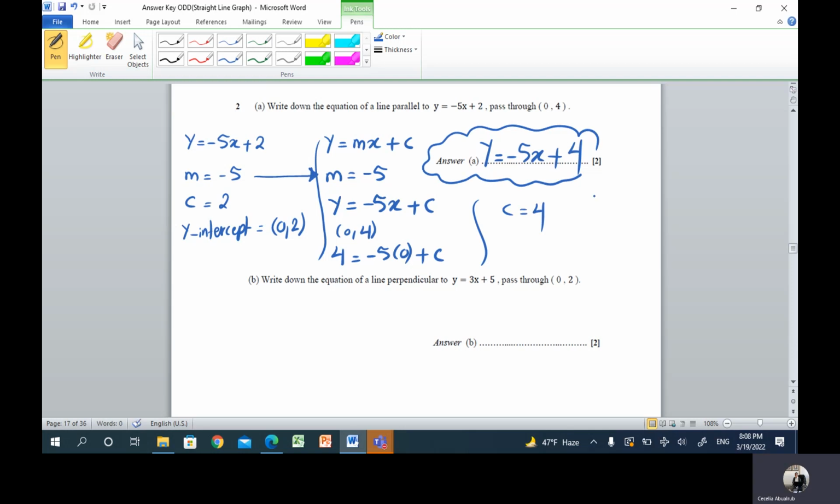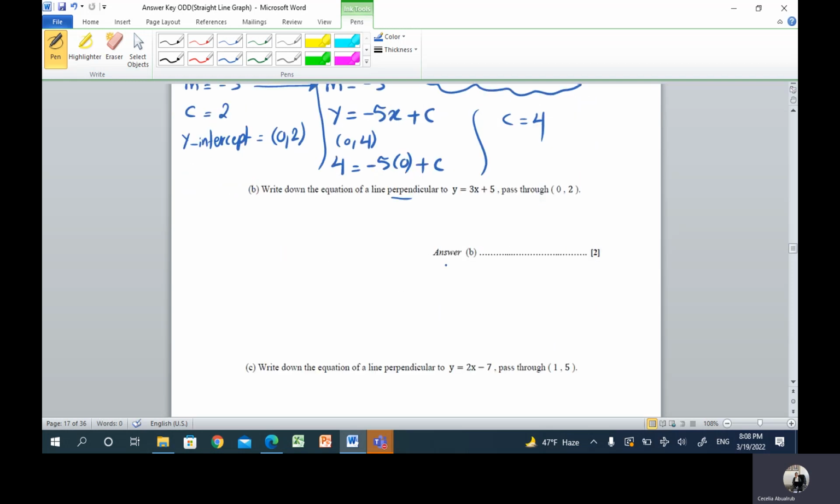Write down the equation of the line that is perpendicular. So this one was parallel, that one is perpendicular to the line. The first line that is given to me in the question is y equals 3x plus 5. m is equal to 3, c is equal to 5, and the y-intercept is 0, c, which is 0, 5.